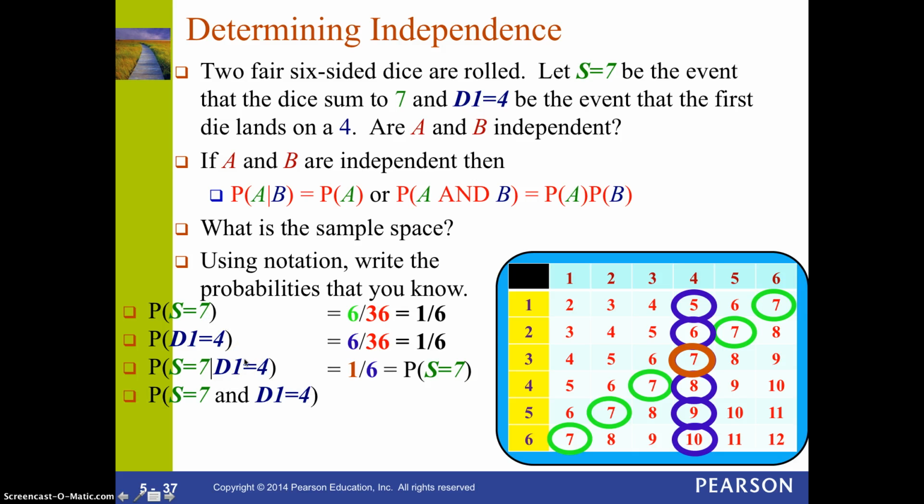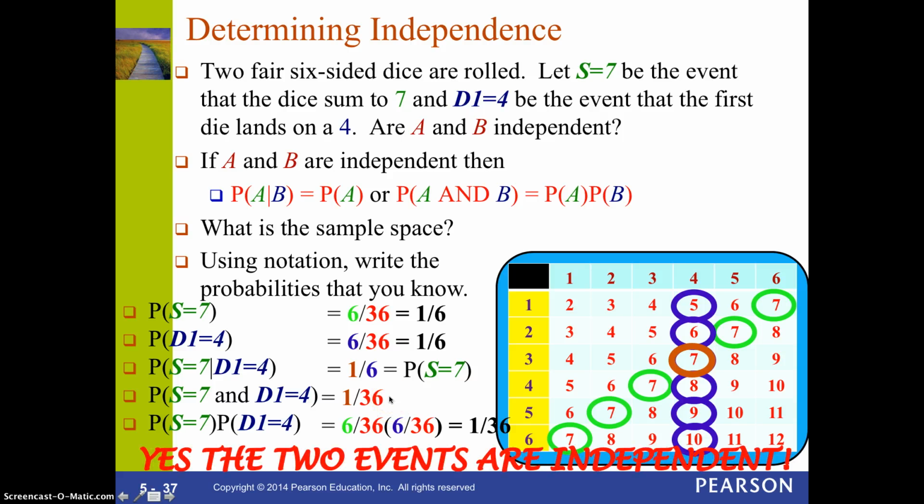Actually we now showed that they were independent, but I'll do it another way also. What's the probability of sum of 7 and the first dice equals a 4? That's again just this one case out of all 36. But if they're independent, is that the same as the probability of A times the probability of B? The probability the sum is 7 times the probability the first dice is a 4 is 6 out of 36 times 6 out of 36, which is 1 out of 36. They're the same. And you see, yes, the two events are independent.